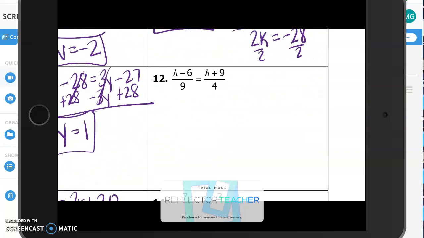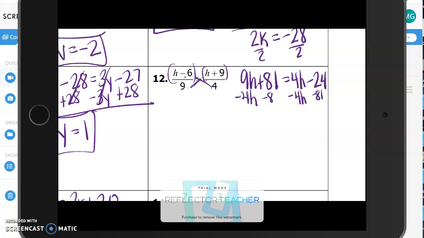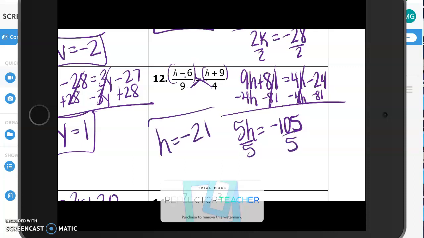Number 12, when I look, I notice this will give me 9h and this will give me 4h. So I'm going to do this one first. 9h plus 81 equals, when I do this one, 4h minus 24. So then I can subtract 4h, at the same time subtract 81. So variables move to the left, constants move to the right. 5h equals negative 24 plus negative 81 is negative 105. Divide both sides by 5. H equals negative 21 for your final answer.